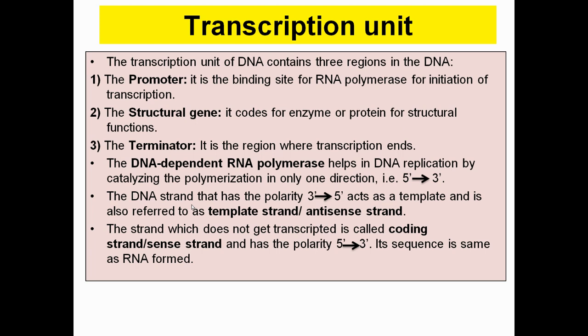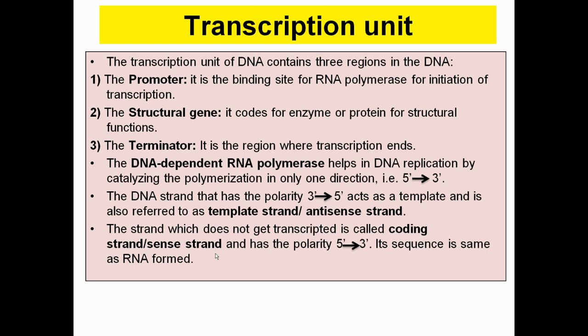The DNA strand that has a polarity that is 3 prime to 5 prime acts as a template. So it's going to provide the base for the formation of RNA, and it is referred to as the template strand or antisense strand. I will tell you later why it is referred to as the antisense strand. The next thing, the strand which does not get transcribed, which remains unaffected or does not participate in the process of transcription, is referred to as the coding strand. The other name of the coding strand is sense strand, and it has its polarity from 5 prime to 3 prime.